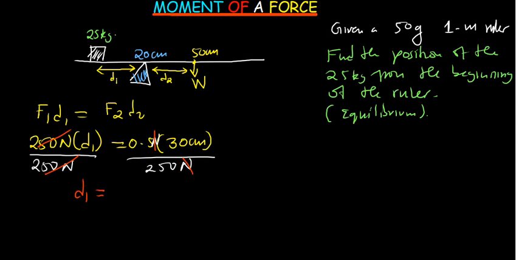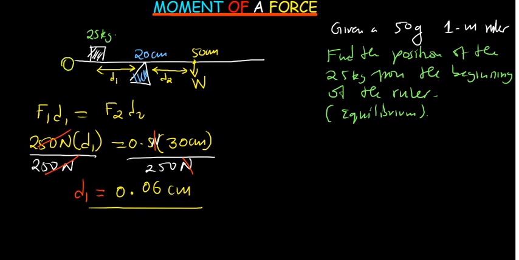So this is giving us 0.06, and look, this is in centimeters, that's a unit, so this is going to be 0.06 centimeters. This means that this distance is very, very small, like this object is very, very near to 20 centimeters. Now remember, the question is saying find the position of the 25 kg from the beginning of the ruler. So the beginning of the ruler is here.